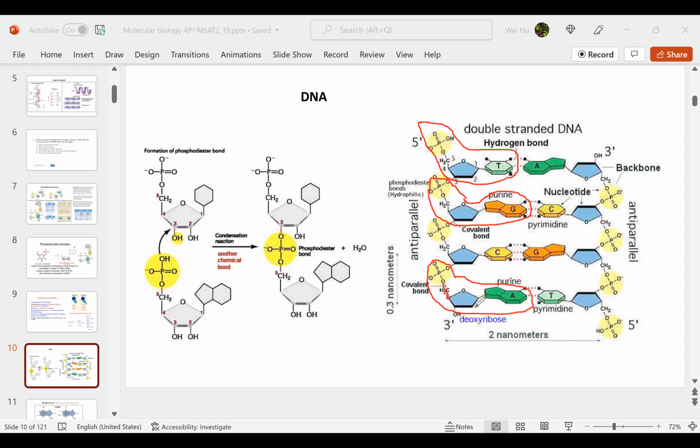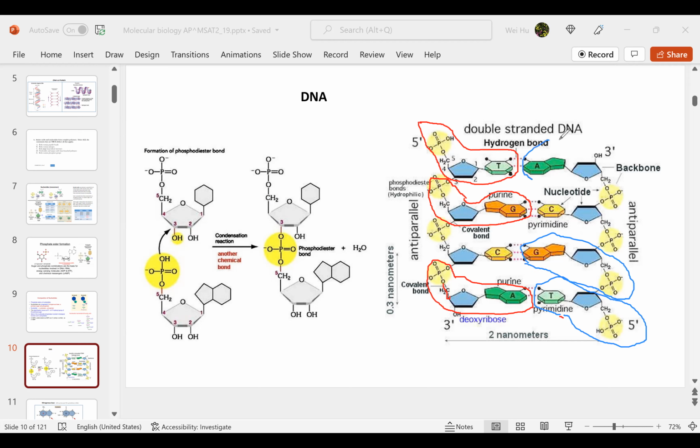Okay, so look at this one. This is just the opposite. You can see here, let's change color. This is one nucleotide, and this is another one.